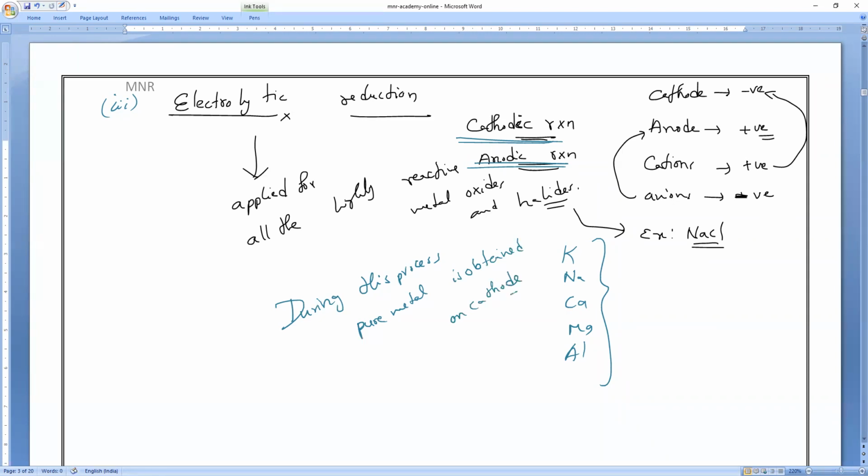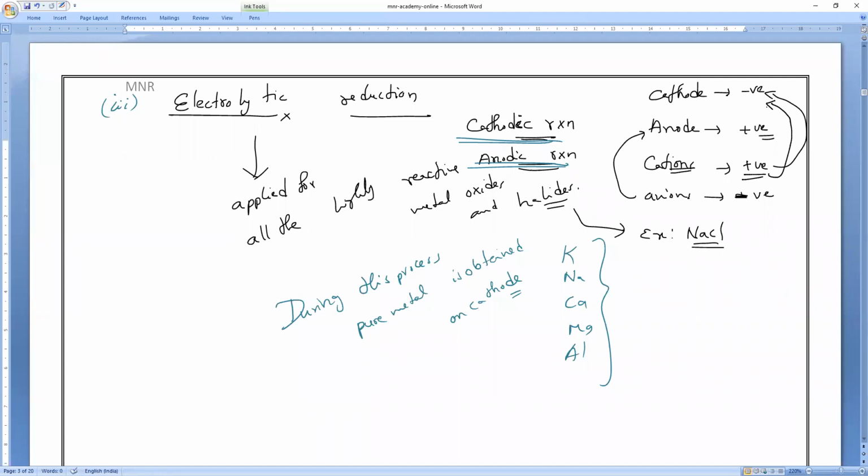Because the cathode is negative charge or positive charge? Negative charge. So cations will come, because cations are positive. So that is what it is, always. Is it okay, guys? All of you? Yes.